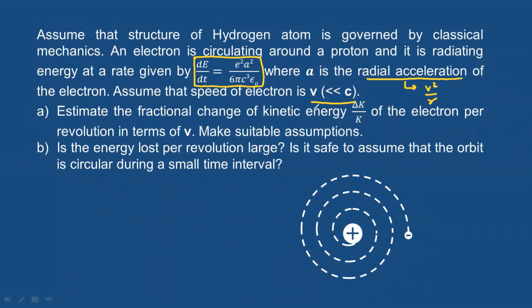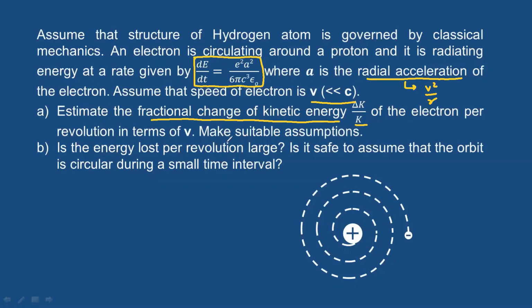Now, the first thing we are supposed to find is the fractional change of kinetic energy, that is delta K over K, of the electron per revolution. Every revolution it is losing energy, and we are supposed to calculate the fractional change in kinetic energy per revolution.